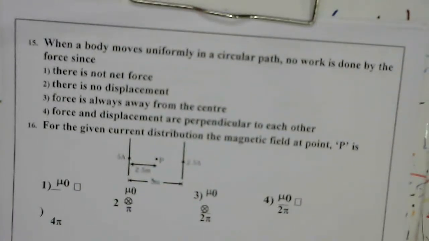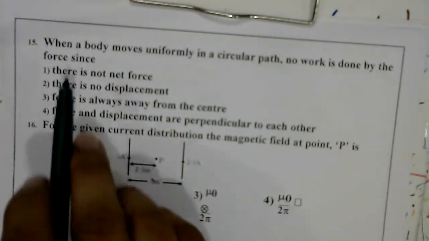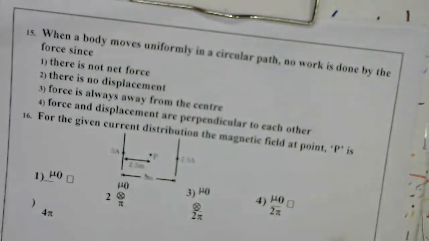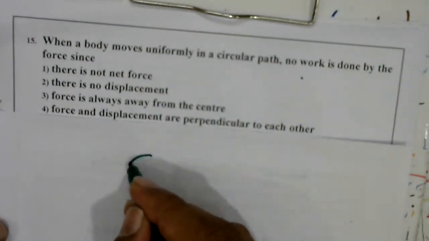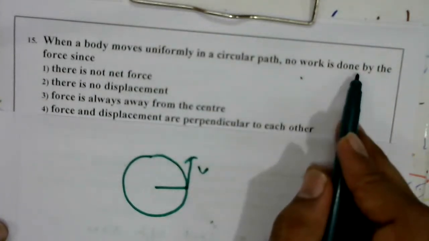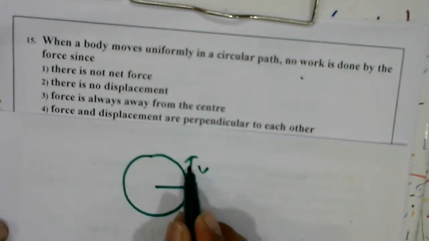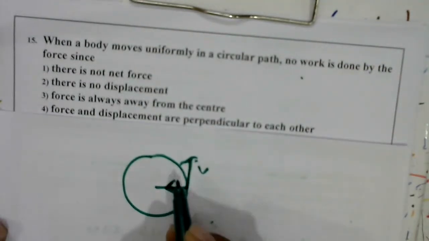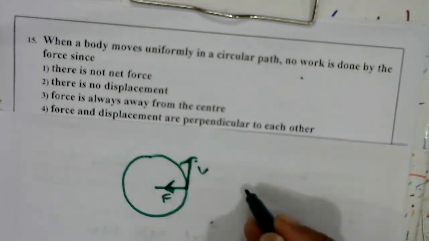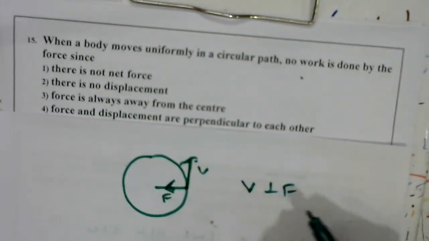Next, when a body moves uniformly in a circular path, the body is moving in a circular path like this. Velocity is v in this direction. No work is done by the force. Why? Because work done by the force is 0. Why? Because centripetal force is acting towards the center. You know that one. Centripetal force acts towards the center, and also you can say acceleration is towards the center, force is towards the center. Then v is perpendicular to force.